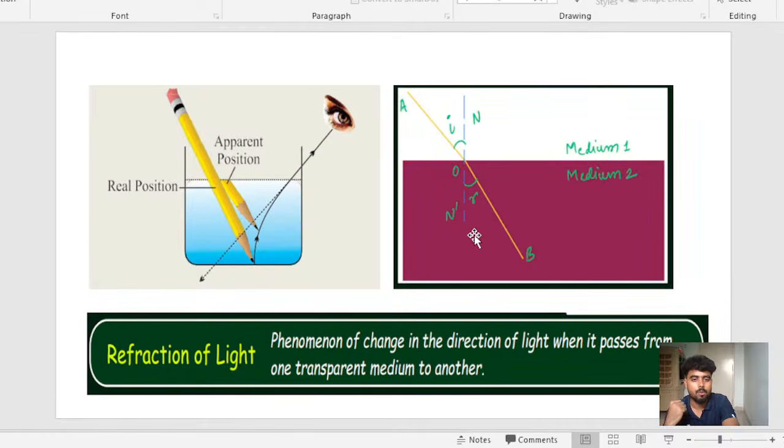Now the next one, this point represents the normal. When a ray of light travels from denser to rarer, it bends away from the normal. Now measure the distance from here to here and here to here. We can say that this is away and this is near, towards. I think everyone can understand, right?